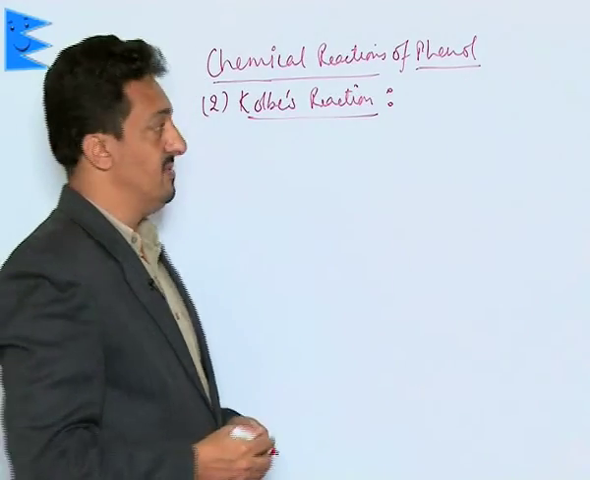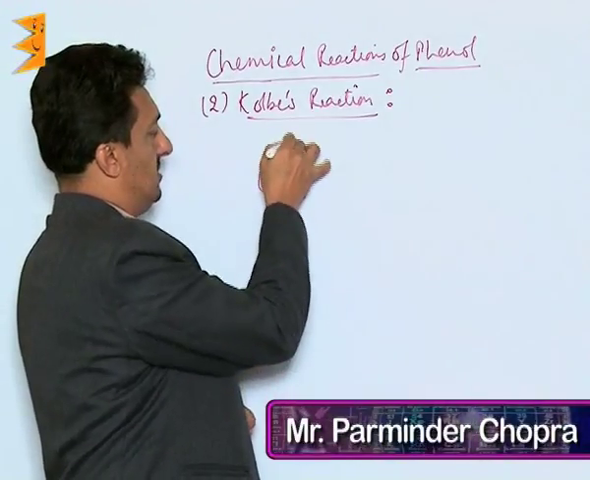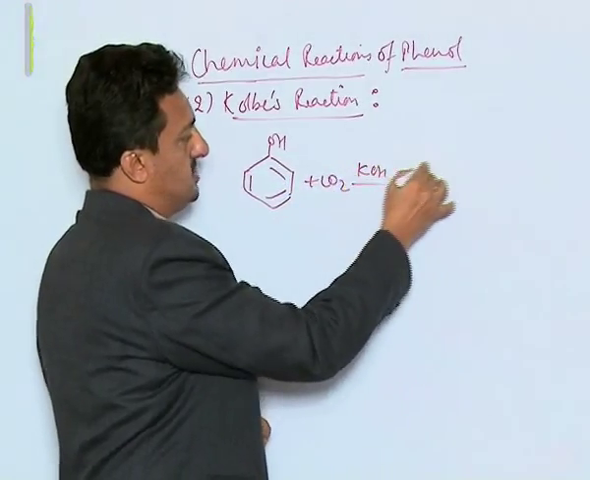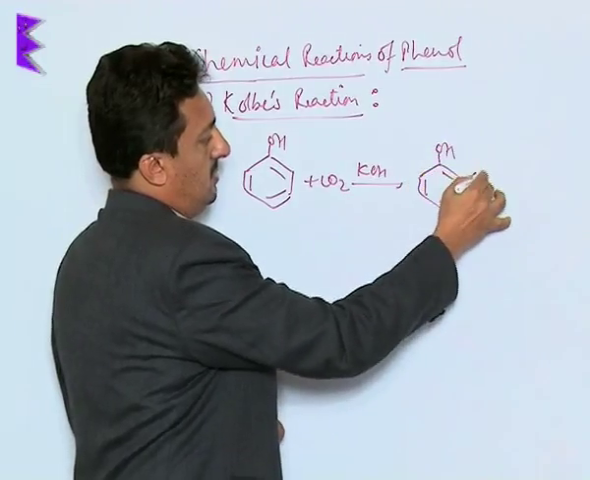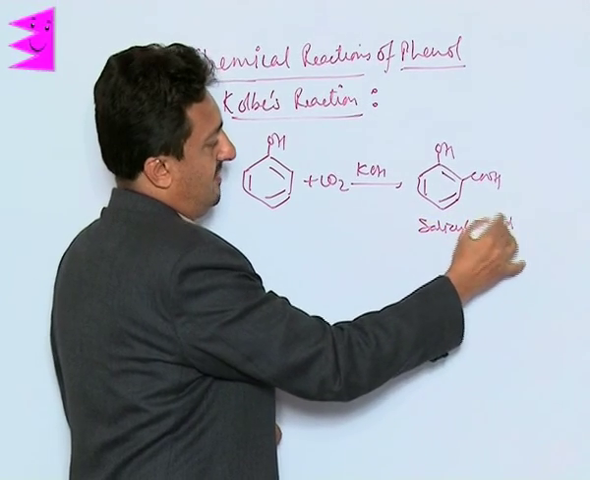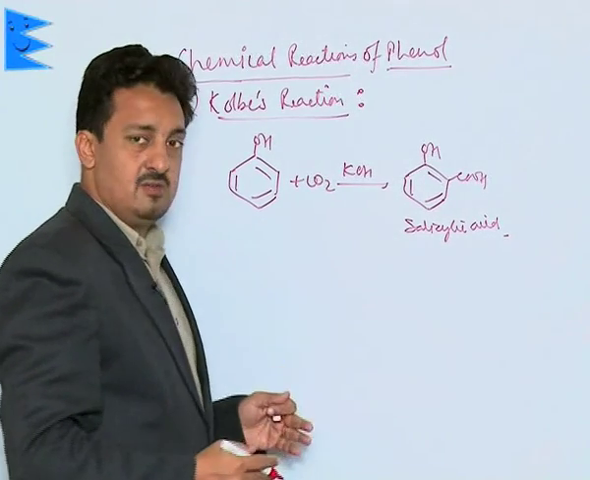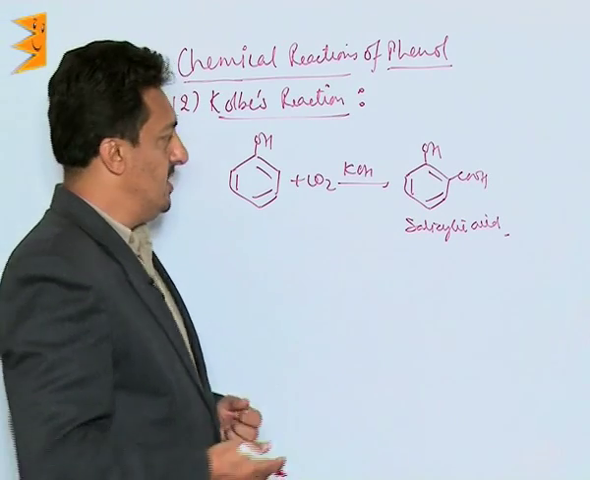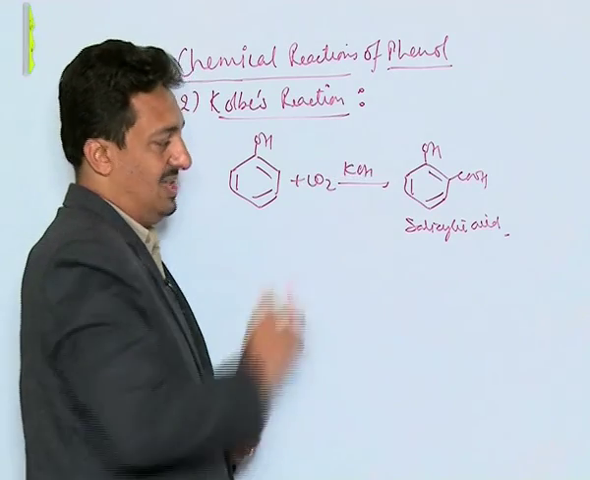Kolbe's reaction. In this, when phenol is reacted with CO2 in presence of KOH, salicylic acid is obtained. A very important reaction, a very important conversion, because salicylic acid is being used to prepare a number of other compounds. So CO2's electrophilic addition takes place at the ortho position, and what we get is salicylic acid.